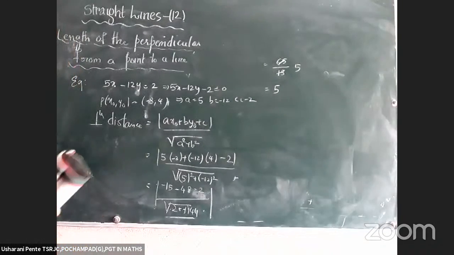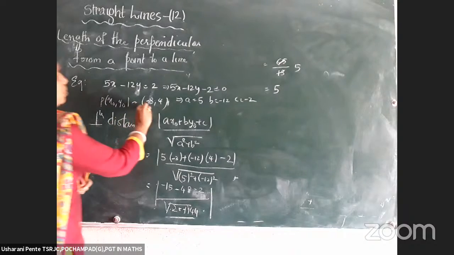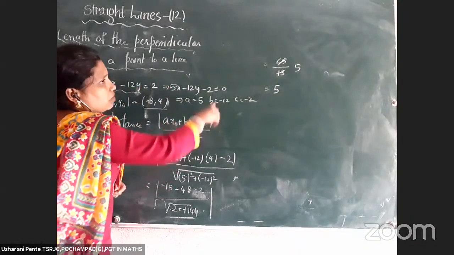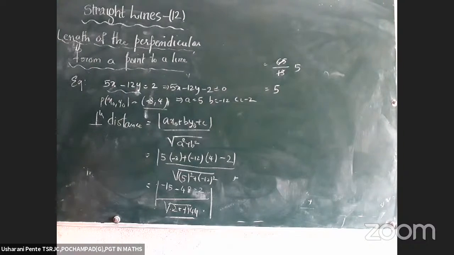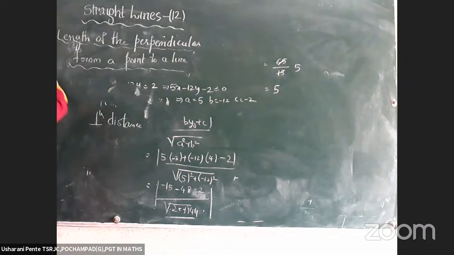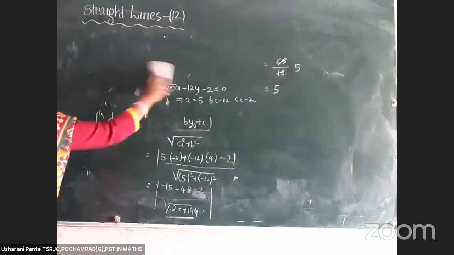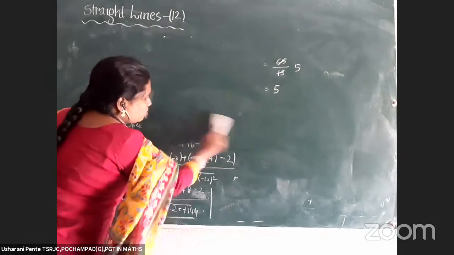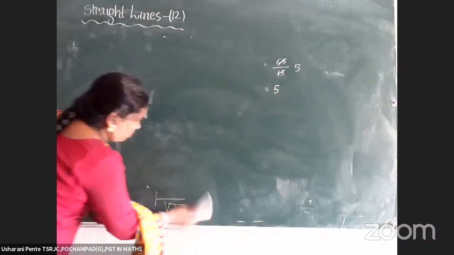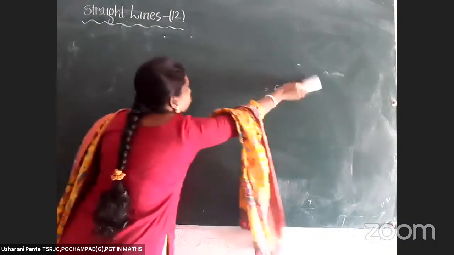So this is how we will find the perpendicular distance if they have given the point and the line. Next, you have similar kinds of problems in your exercise also, so you all have to do those problems.